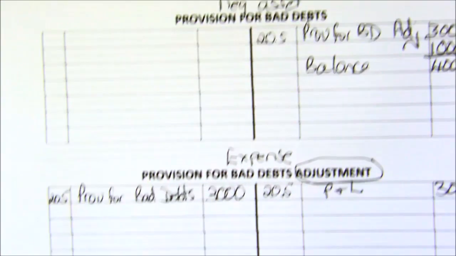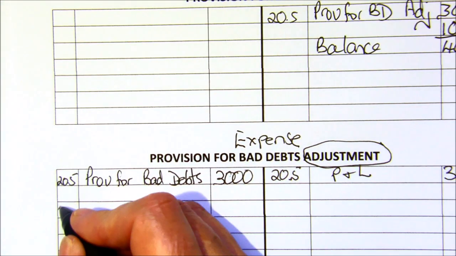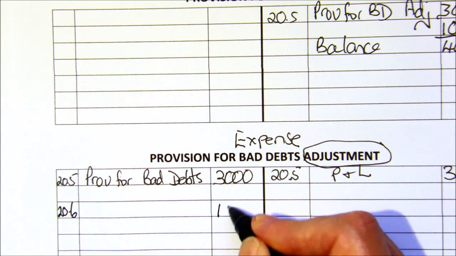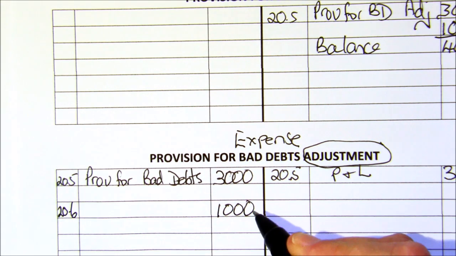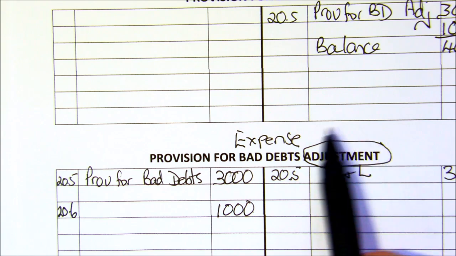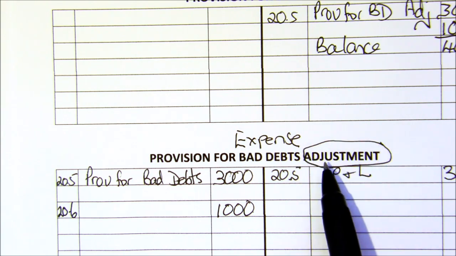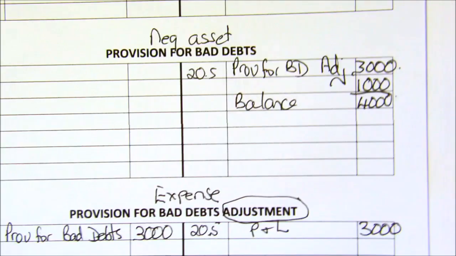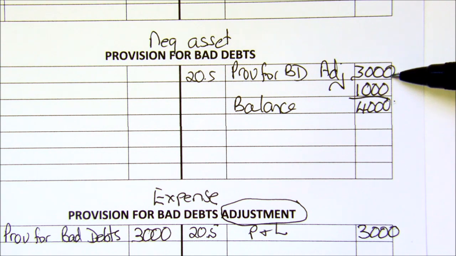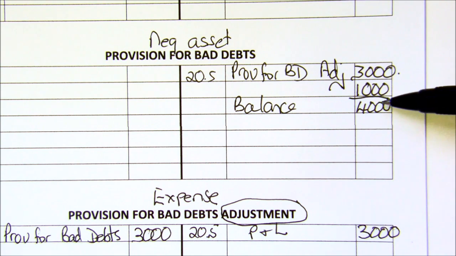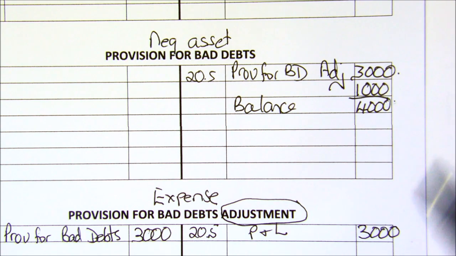And that will go to the same expense account, but remember we're a year later now, and we'll bring in the 1,000 Rand. This is where the adjustment comes in. We are adjusting the provision. The first year we had to set it up of 3,000, so the whole amount was the adjustment, the whole amount coming in. The next year we are adjusting that to bring it up to the new figure.